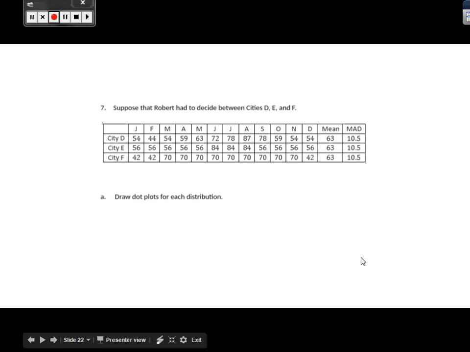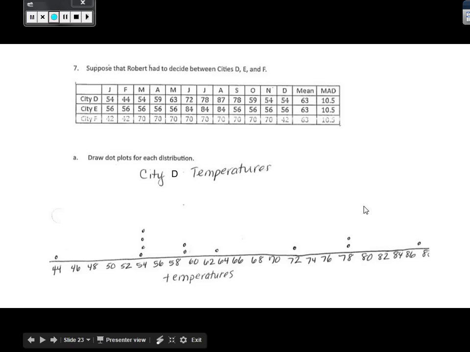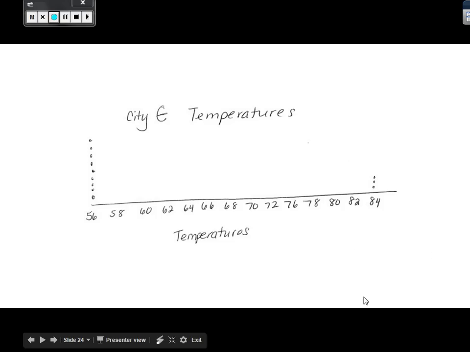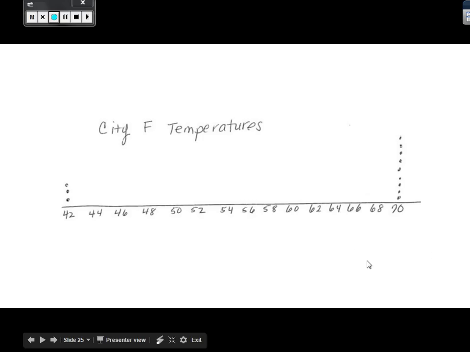Number 7. Suppose that Robert had to decide between cities D, E, and F. Where is he going to move? Draw dot plots for each distribution. Here are some notes to help you decide how to make a dot plot for city D. Here is city E temperatures dot plot, and here is city F temperatures dot plot.